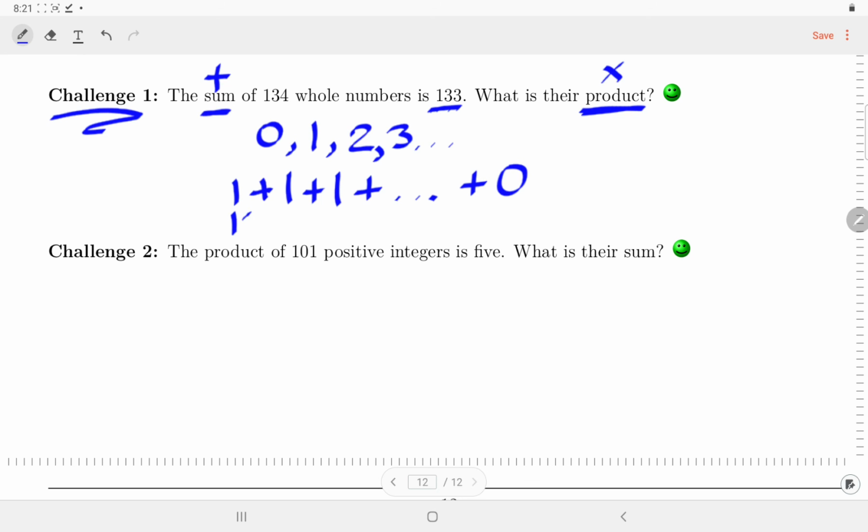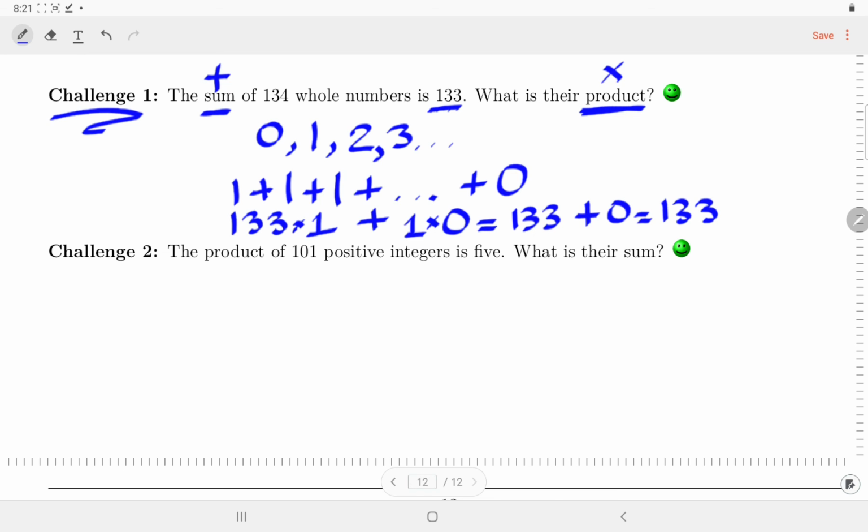So we have 133 times 1. The last number is 0. That's times, that equals 133 plus 0. The sum is 133.